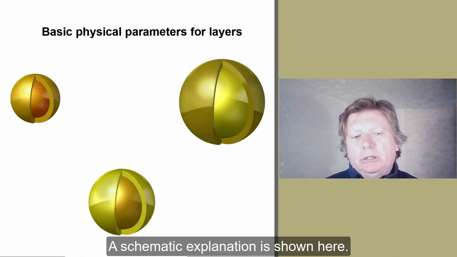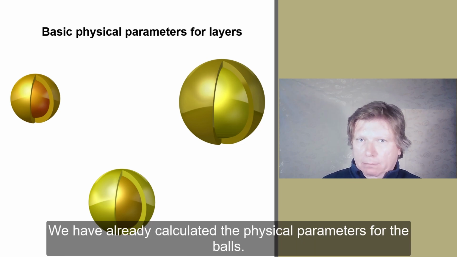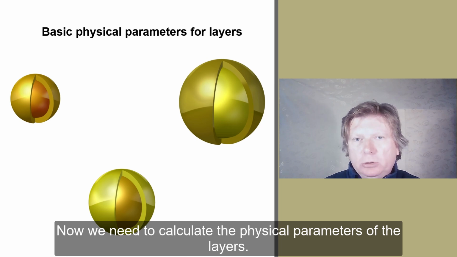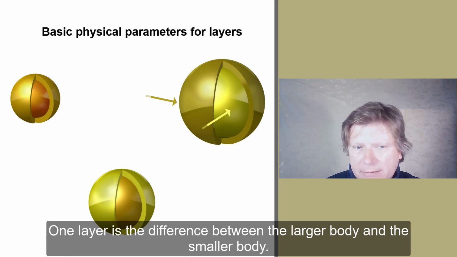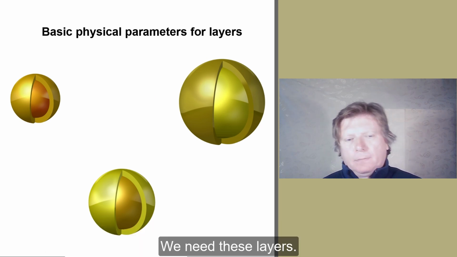A schematic explanation is shown here. All layers will be calculated sequentially. We have already calculated the physical parameters for the balls, and now we need to calculate the physical parameters of the layers. One layer is a difference between the larger body and the smaller body. We need these layers.